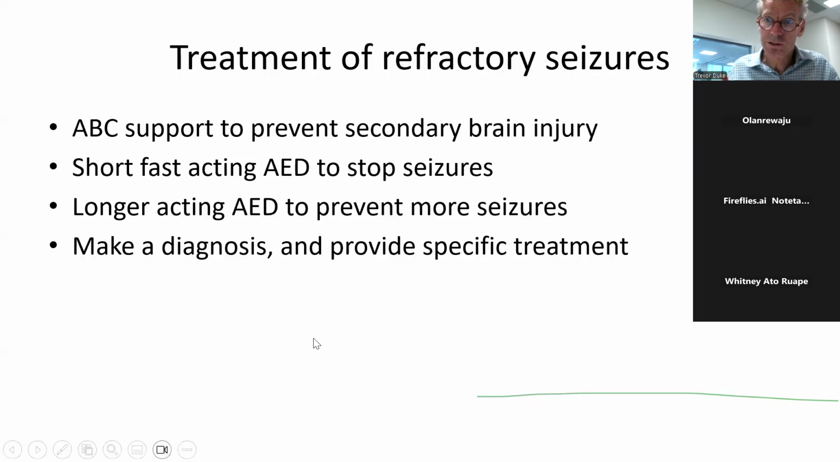The treatment of refractory seizures. So let's get on to treatment now. The treatment is firstly airway, breathing, and circulation support to prevent secondary brain injury. We talked about that. And then to give short-acting anti-epileptic drugs to stop the seizures. So you want to stop the seizures, and then you want to give a longer-acting anti-epileptic drug to prevent further seizures. And I'm going to talk a bit in the next few minutes about the sorts of medications that you can use for both of those purposes, and some of the pitfalls of using these certain drugs.